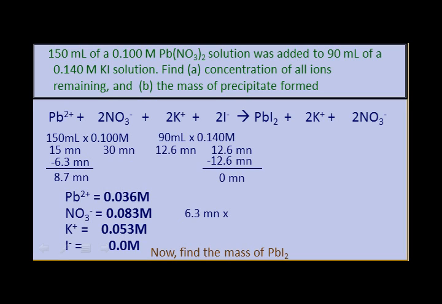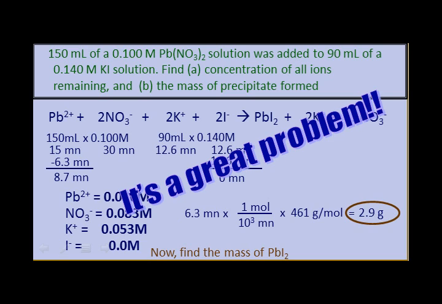And we want the mass of it, so 6.3 millimoles times 1 mole over 10 to the third millimoles times 461 grams per mole tells me that we produced 2.9 grams of potassium iodide solid. Folks, you may have to go back and walk through this a couple of times, and if necessary, do so, but it is a great problem.